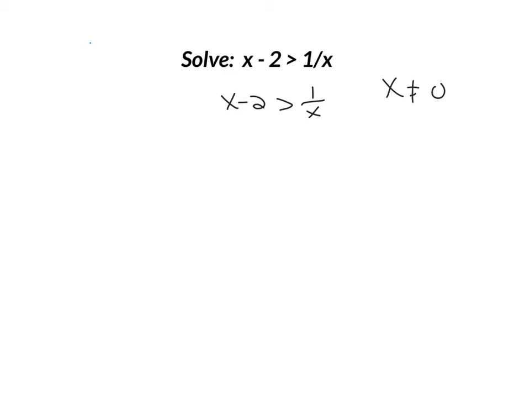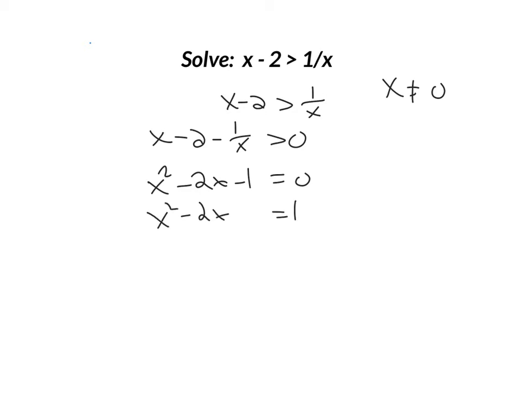You need one side to equal 0, so I need to move the 1 over x over to the other side like this. And then I'm going to solve the related equation, which means I'm going to work that out. So I'm going to multiply everything by x. That will be x squared minus 2x minus 1 when I do that. Okay, and the bad news is that doesn't factor. So I'm going to complete the square right here.